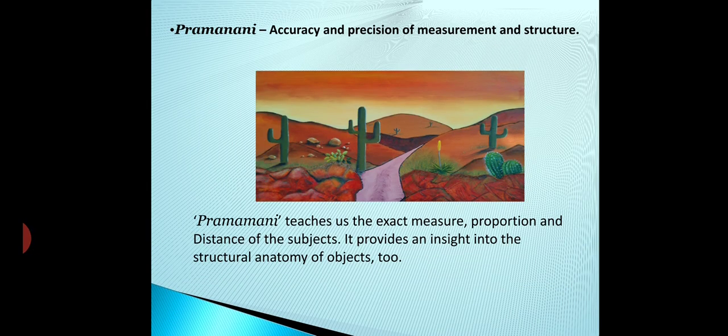The second one is Pramana. Pramana is accuracy and precision of measurement and structure. Pramana teaches us the exact measure, proportion, and distance of the subject. It provides an insight into the structural anatomy of objects too. Now, there are two kinds of proportions. One is physical proportion and the other is mental proportion.